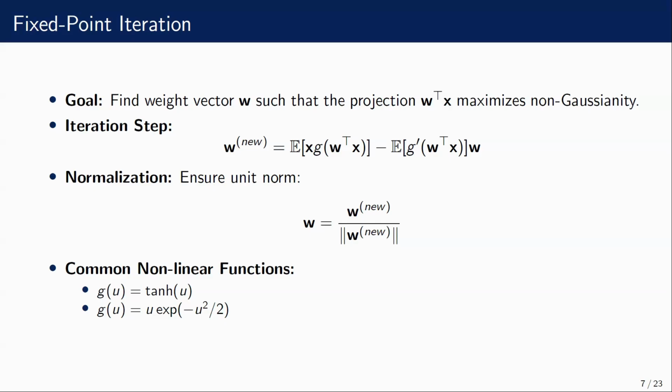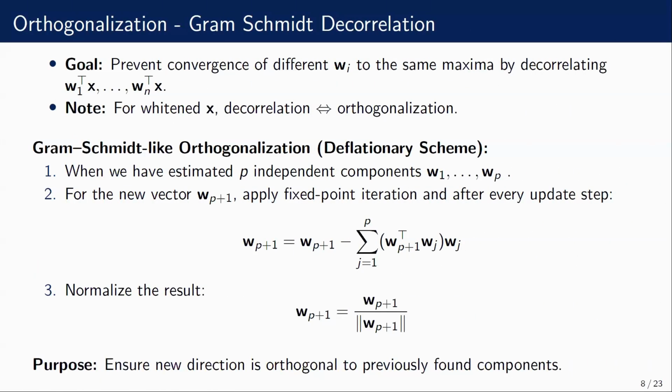After each update, we normalize this vector. This helps the algorithm stay numerically stable and ensures convergence. Once we find one component, we want to make sure the next one is different from it. That is, the next one is totally independent of the previous component.